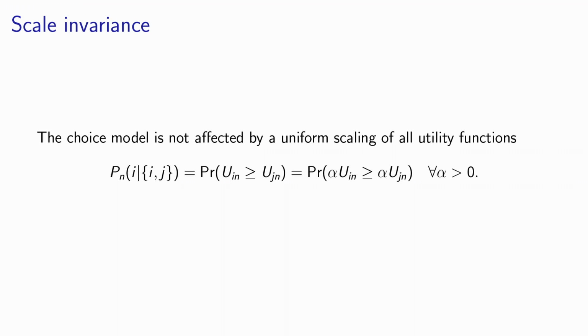Another interesting property is that the choice model is not affected by a uniform scaling of all utility functions. And so what you can see here is that I can decide to multiply each utility by a constant alpha without affecting the choice model.